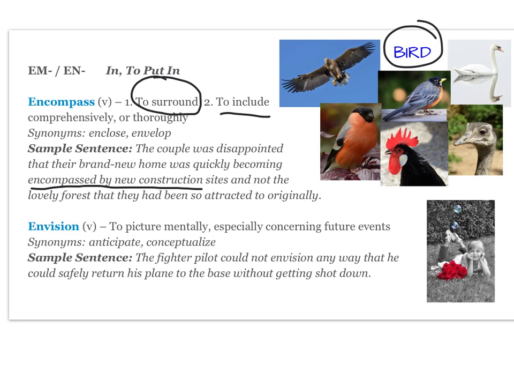Your next word is envision, which means to picture mentally, especially concerning future events. So people might ask you, what do you envision doing in the future? What job do you envision having? What college do you envision going to? So it's kind of looking forward to your future and thinking about what you want. Your sample sentence is a little bit less positive. It's a fighter pilot not being able to envision any way of getting back safely. So he's looking into the future and thinking about it and can't envision it working out well.